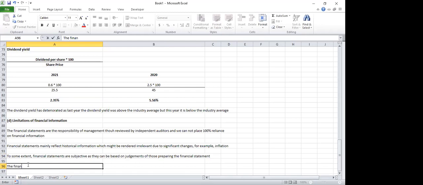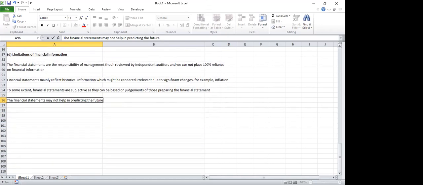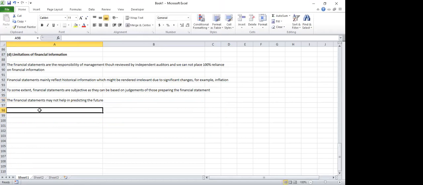The financial statements may not help in predicting the future. But when we do business valuation, we know that they can also give us a guide. But remember that the past is gone. We're now looking at the future. So how are we going to manage the future? So those can be some of the limitations of financial information. Any questions?